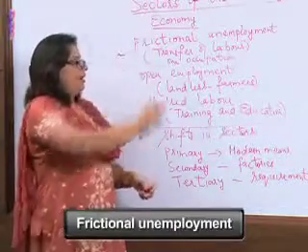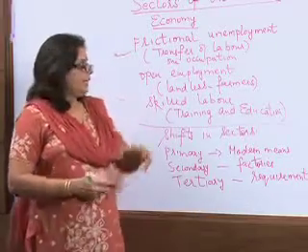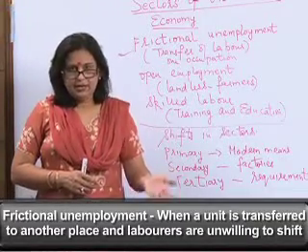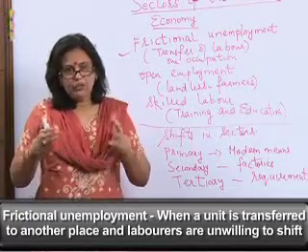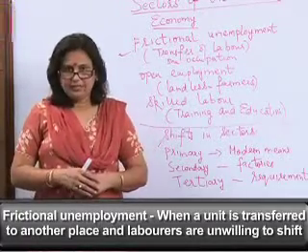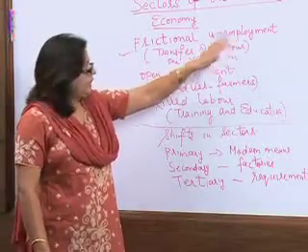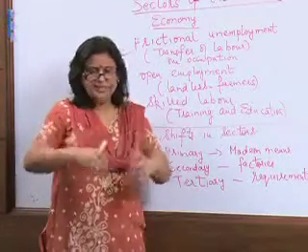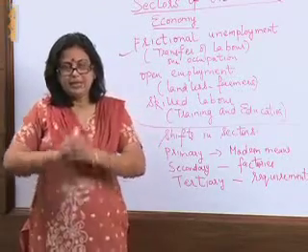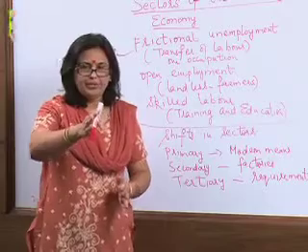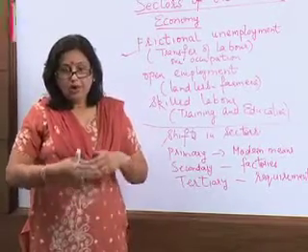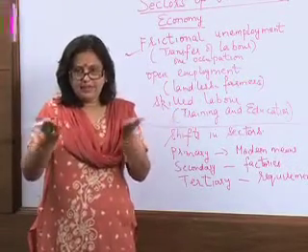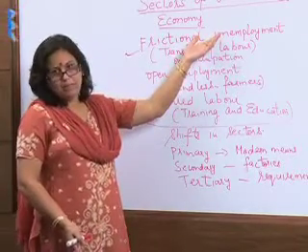Next is frictional unemployment. In fact, what happens is that when a particular unit or a factory is transferred to another place, the workers, the laborers, could be unwilling to shift to that place due to various reasons. This phase of unemployment is termed frictional unemployment, because a laborer might need some time to come to terms with shifting and joining the job where it has moved to, or he learns something new and picks up another job. So, the transition period in between is called frictional unemployment.